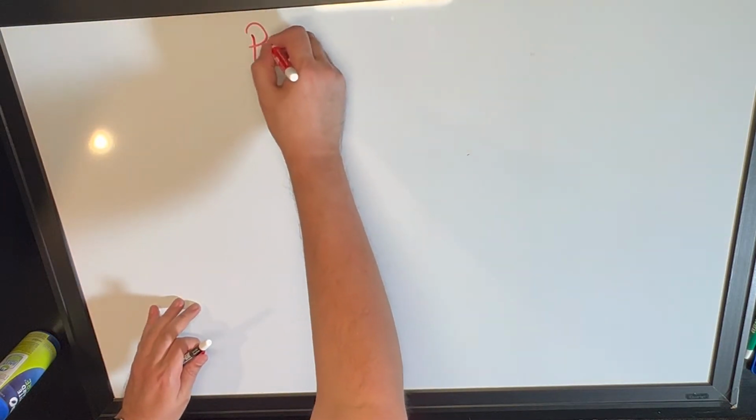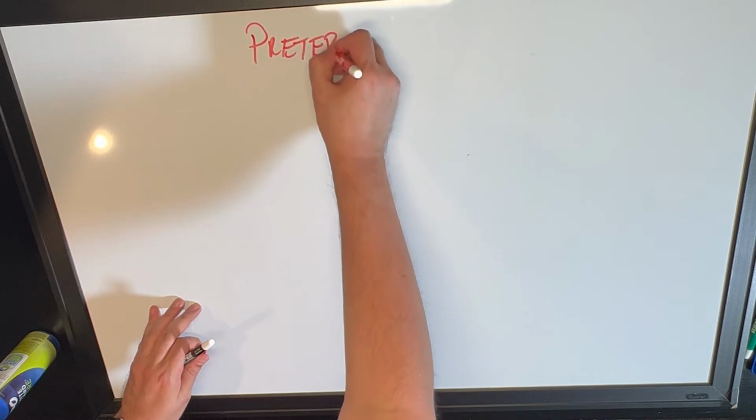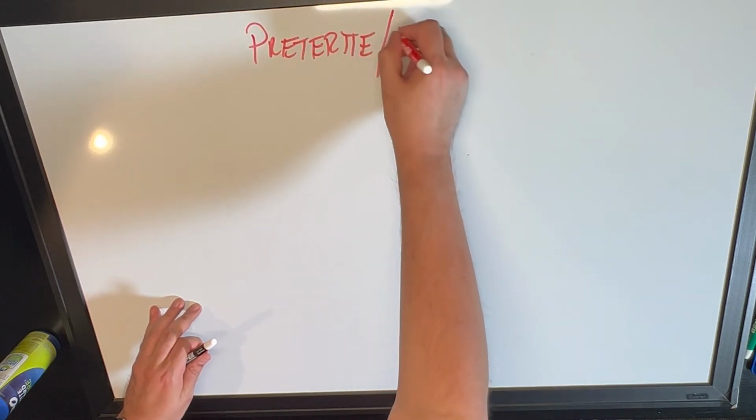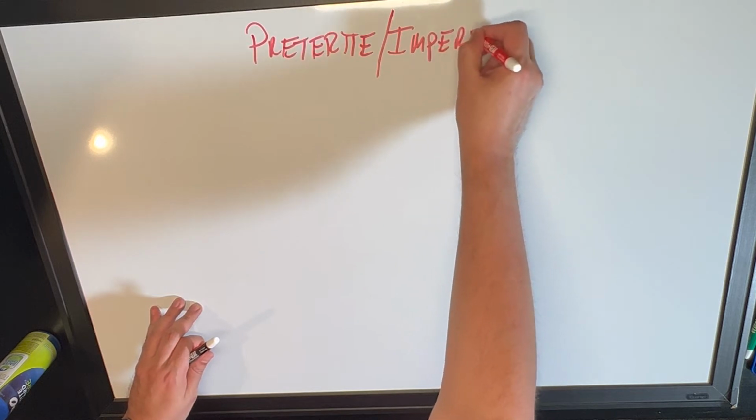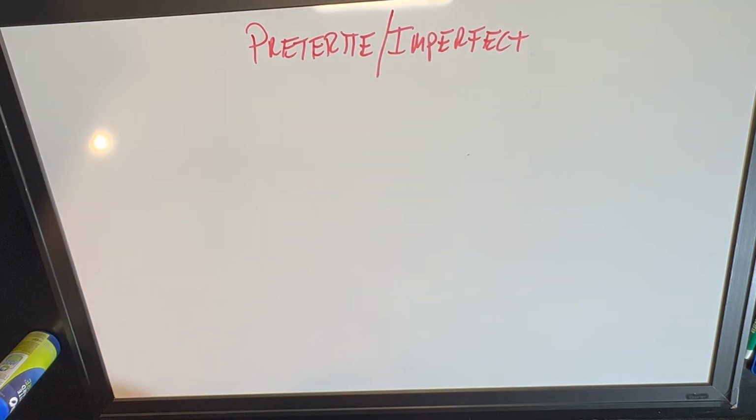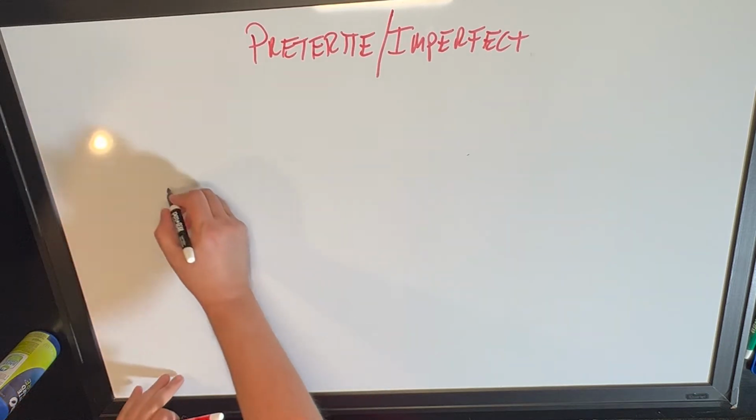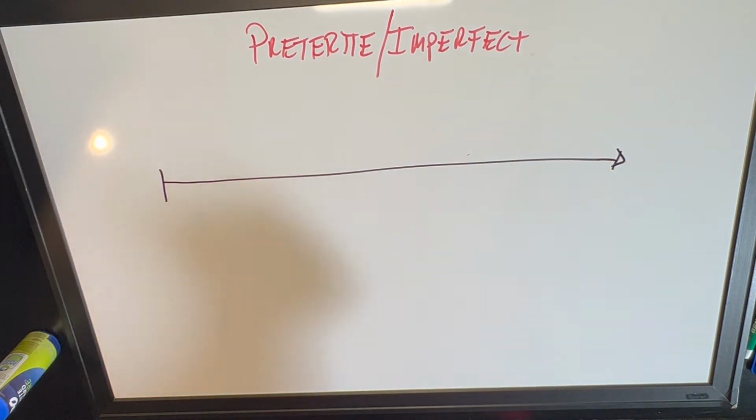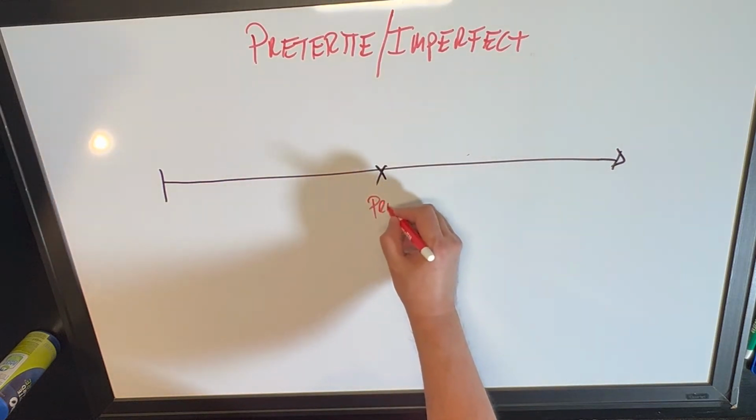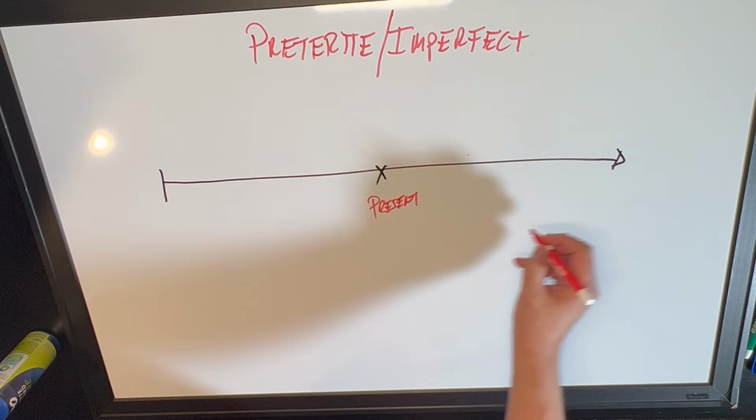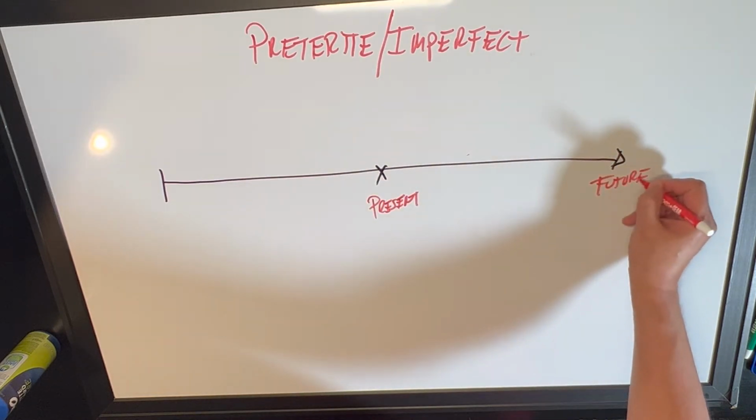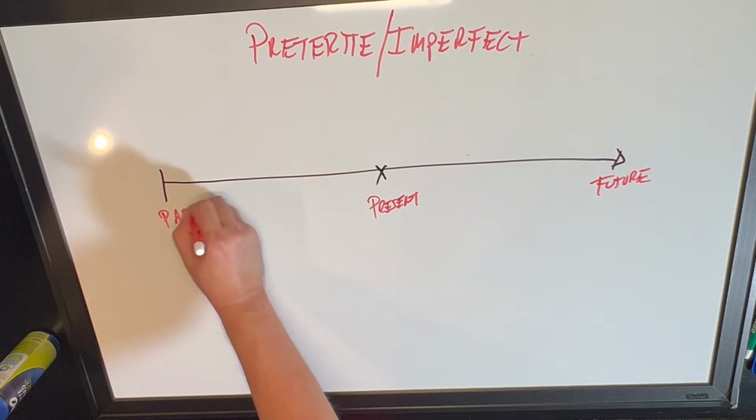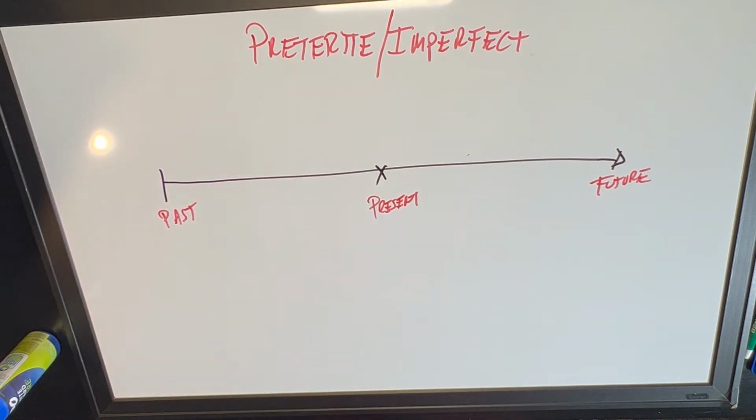First of all, I want to start with the preterite and imperfect. I want to start with the timeline idea, this notion of time as an arrow. And here I have the present tense. I have the future right here. And I have the past. Future, present, and past.